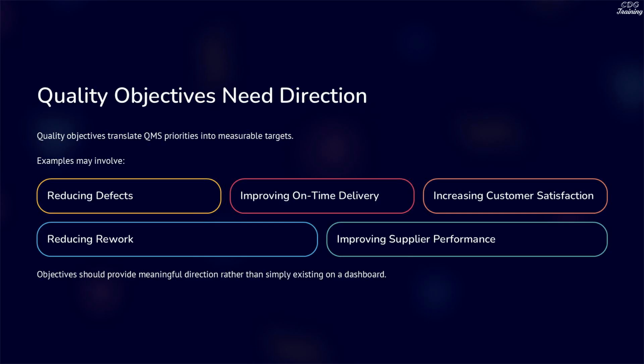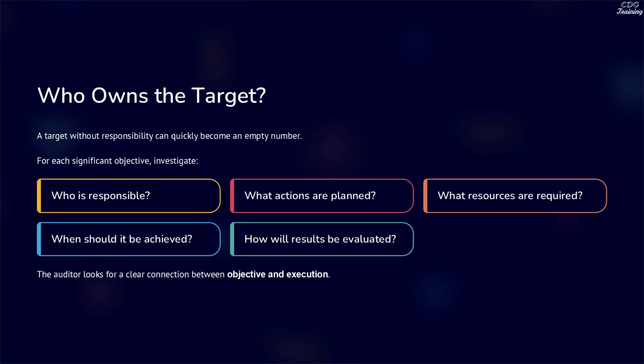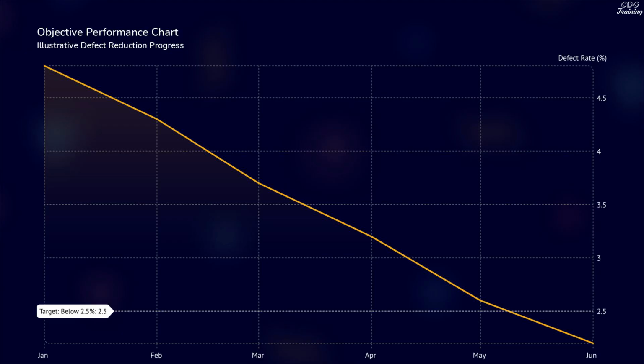Quality objectives should translate priorities into measurable targets, such as reducing defects or improving delivery times, to provide meaningful direction. To assess if improvements are genuine, audit both forward and backward. This helps determine if changes were intentional or coincidental. Without clear responsibility, targets can become meaningless. Investigate who is responsible, what actions are planned, and how results will be evaluated. This chart illustrates defect reduction progress over time, showing a steady decline towards the target rate.